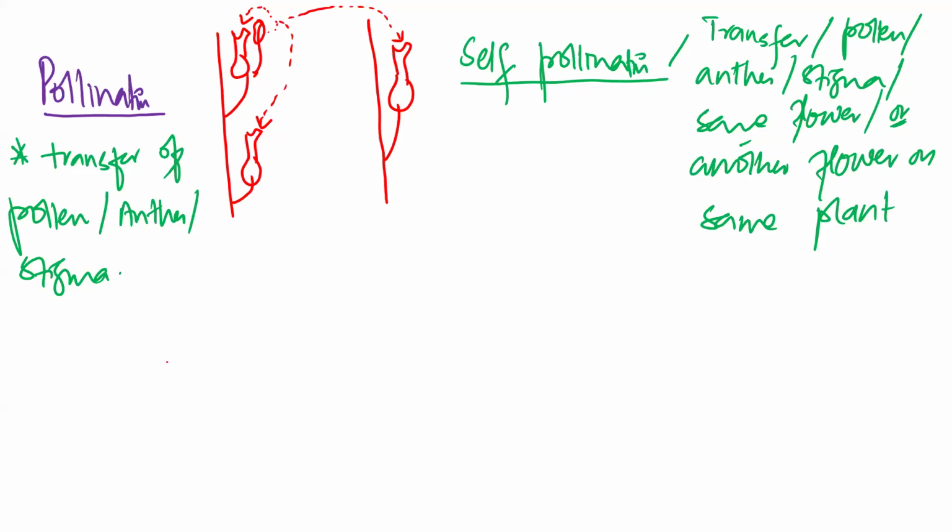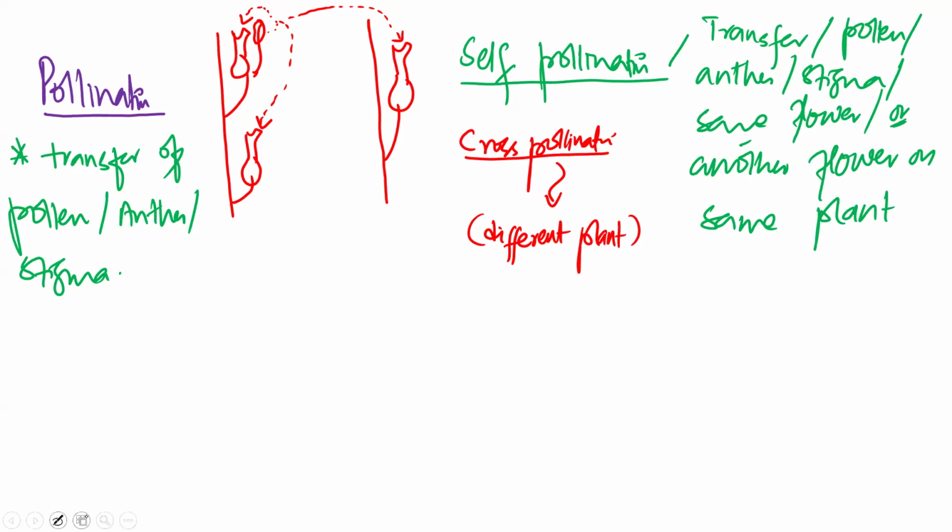So we are doing this, that self-pollination is transferring pollen from anther to stigma of the same flower or another flower on the same plant. And obviously cross-pollination is all the same except that it is a different plant. It is when pollen goes from the anther to the stigma of a flower on another plant. Yes or no?